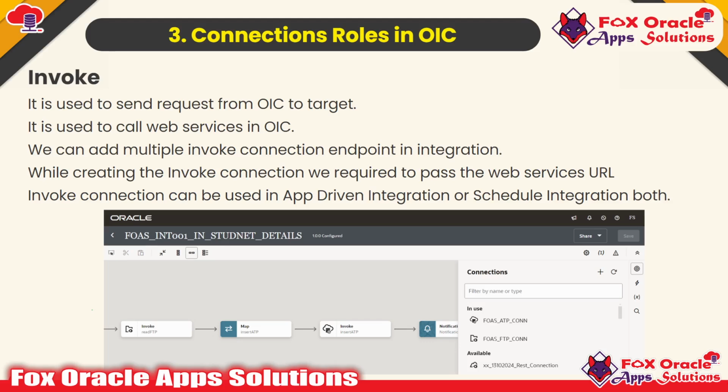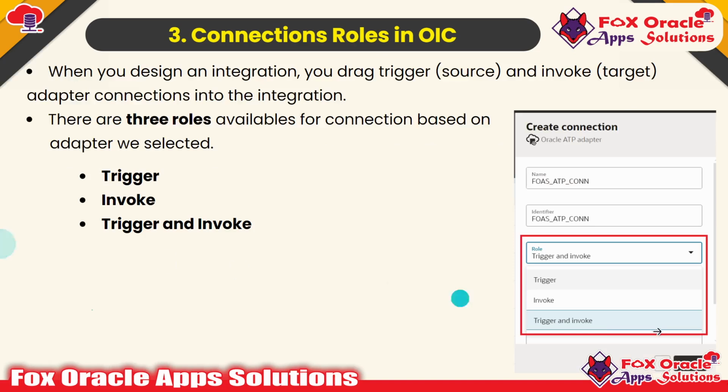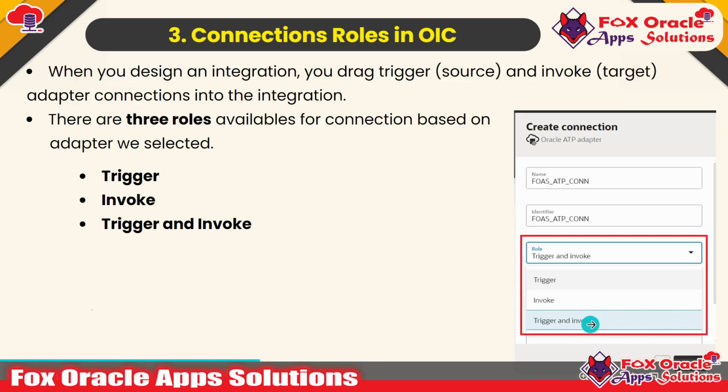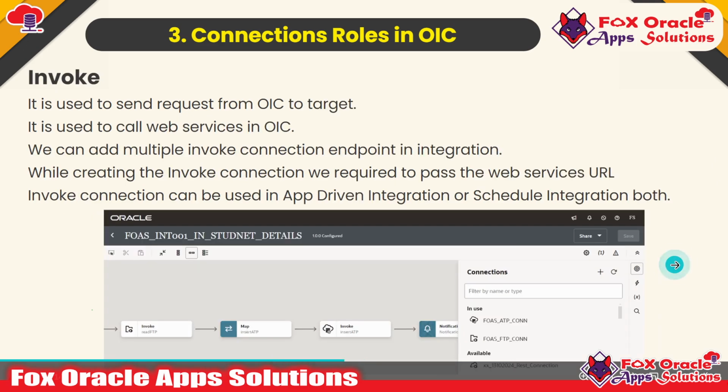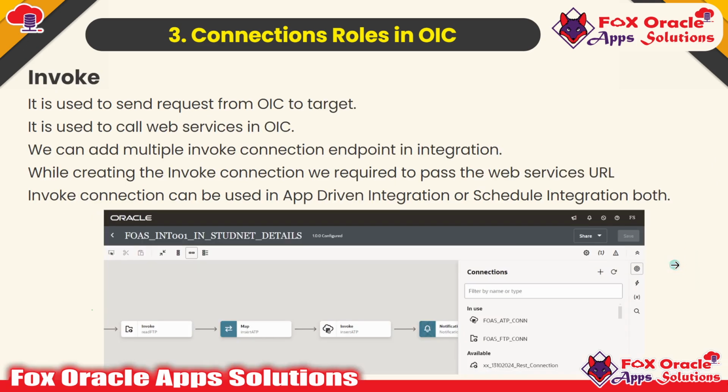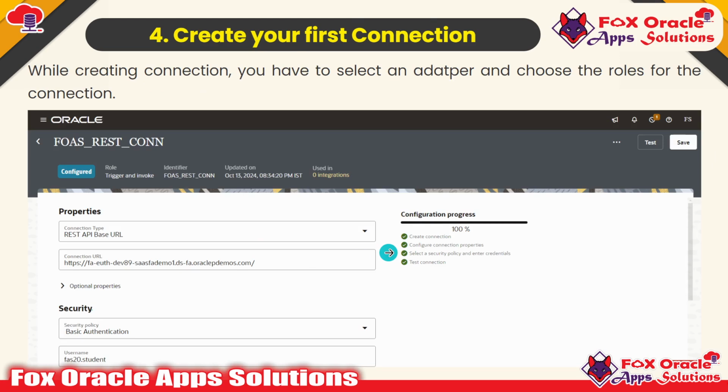So we will create only one single connection, and that role we will provide to the connection as trigger and invoke, so that that specific connection can be used to initiate our integration just by adding it as a trigger endpoint, or can be used for invoking the REST API as an invoke endpoint, or in between anywhere. So that's what we are going to work on.